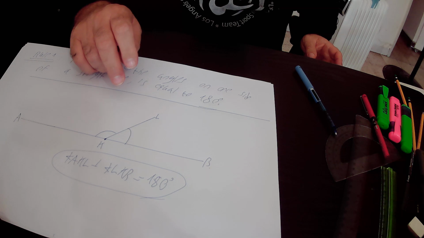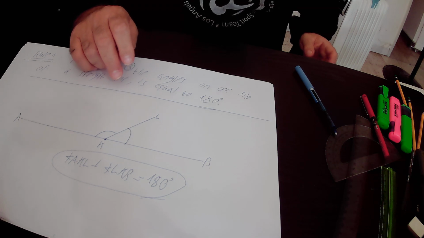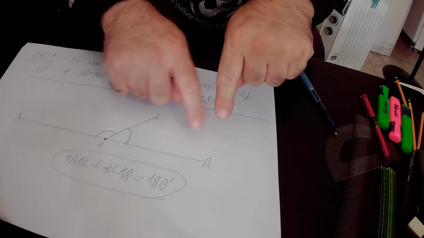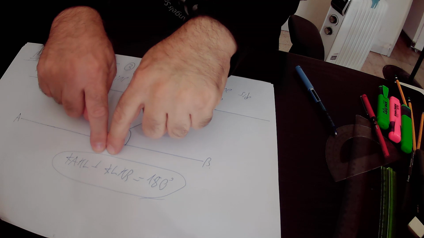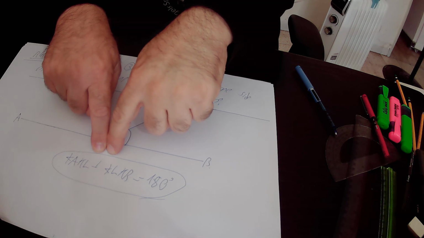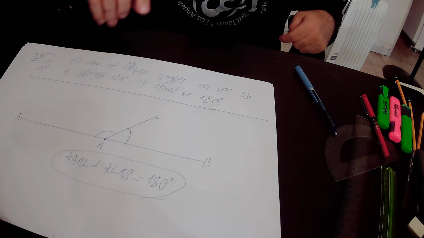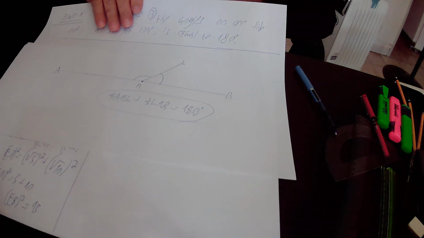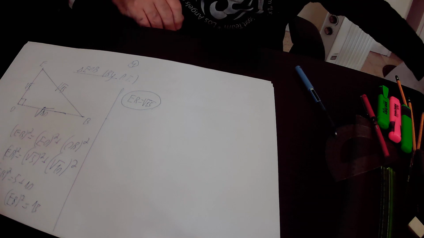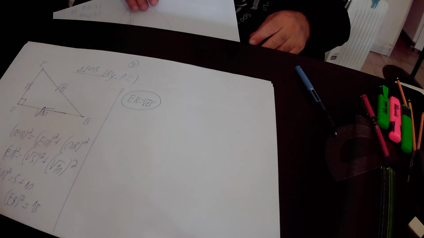The same thing is true if we focus on the lower side of the straight line AB at point K. Here the sum of the angles must be equal to 180 degrees. So this angle also equals 180 degrees. We can implement this rule number 1 in our drawing.